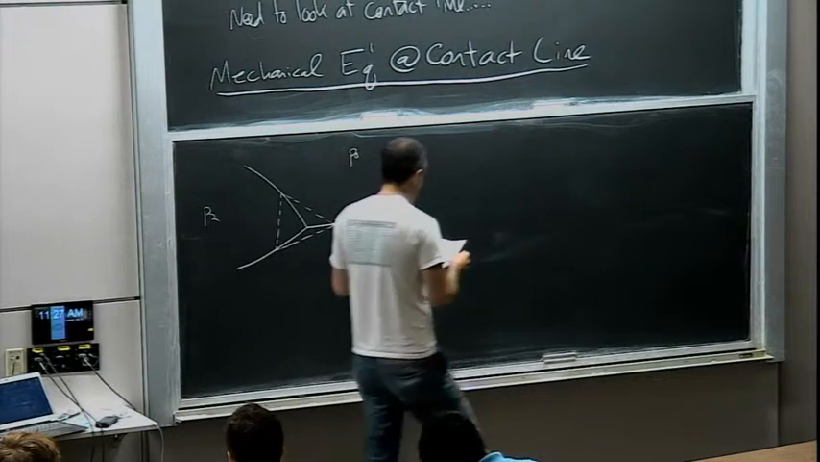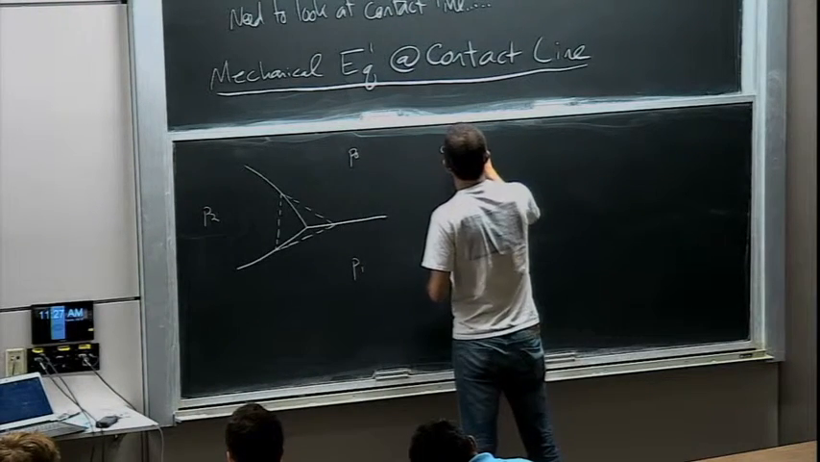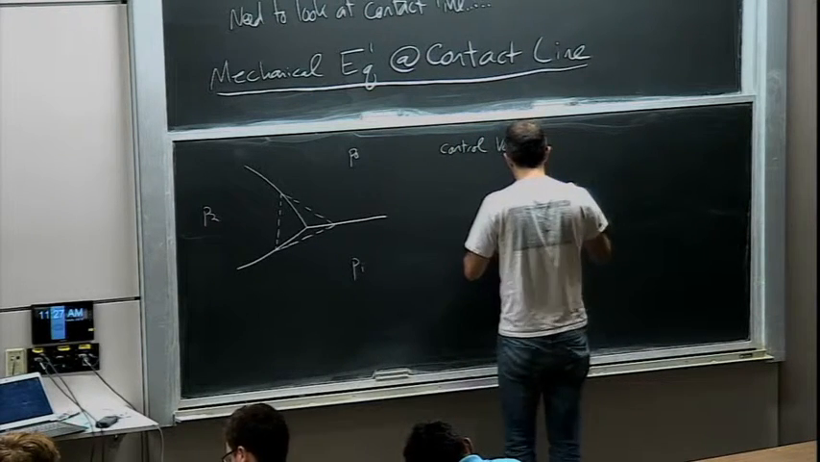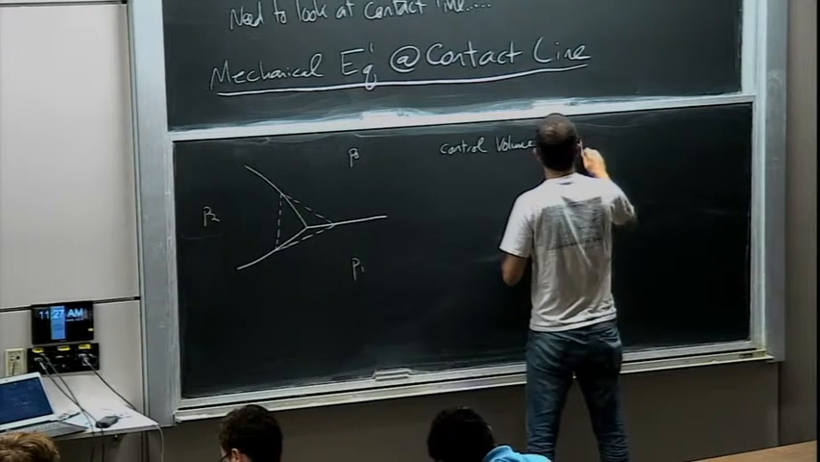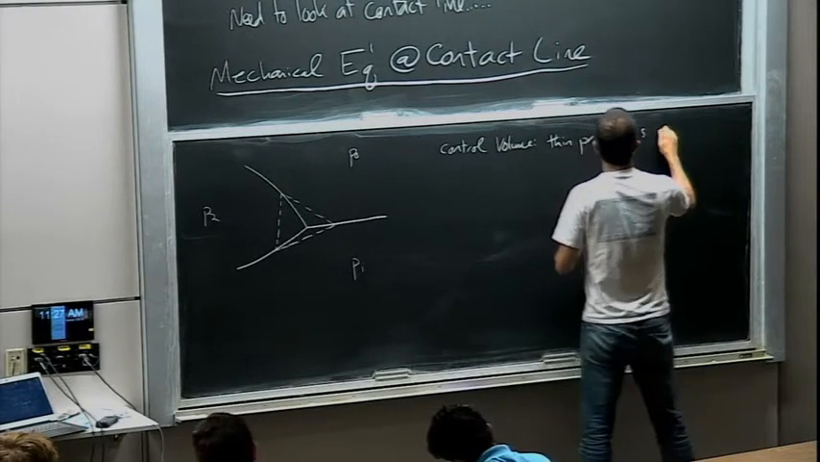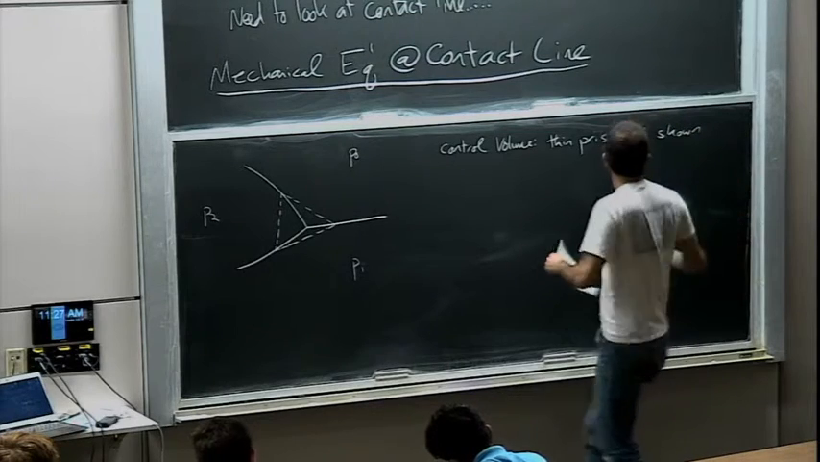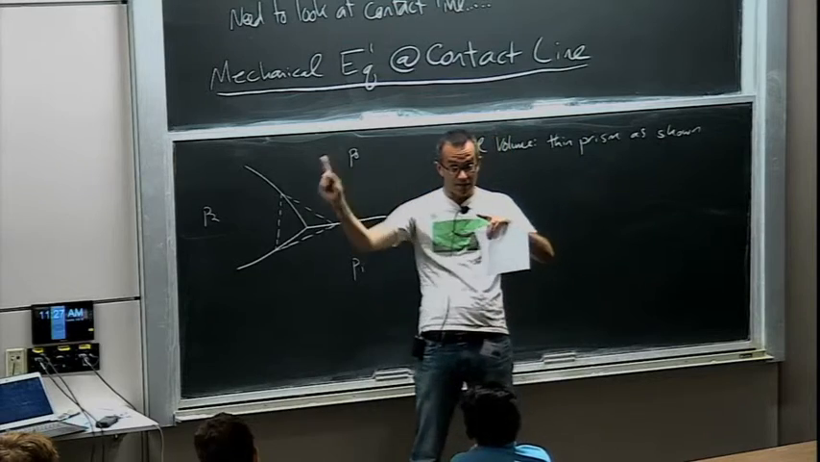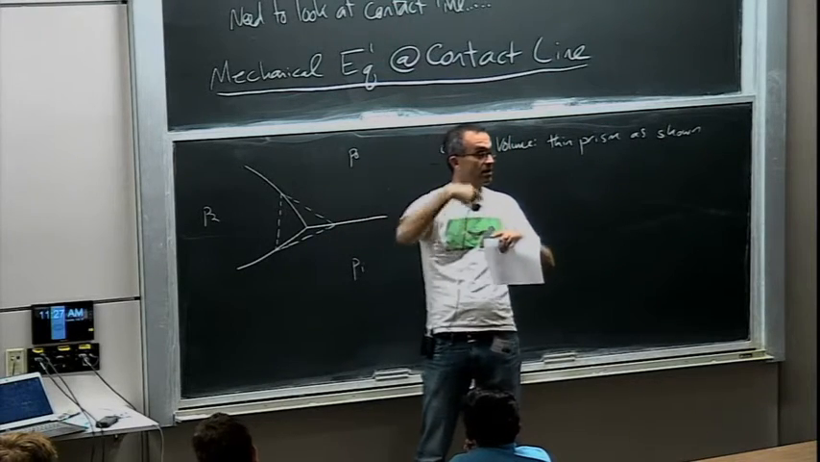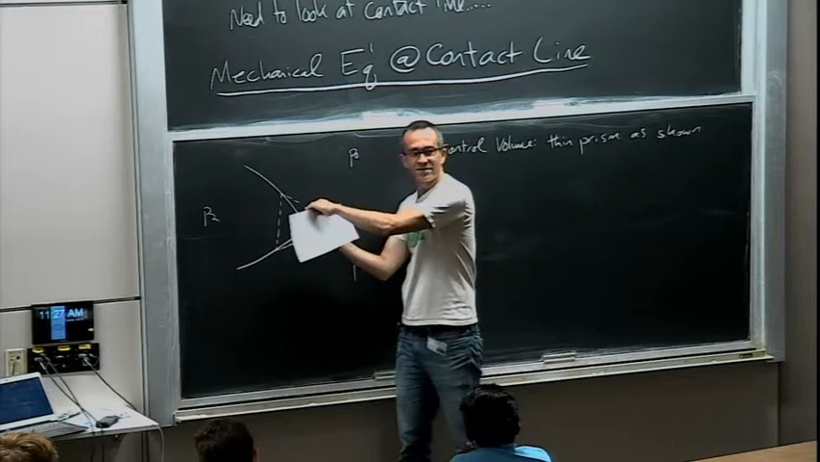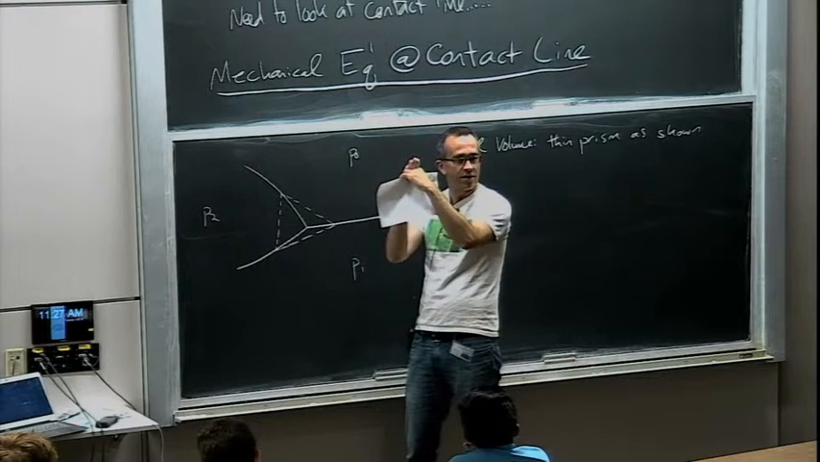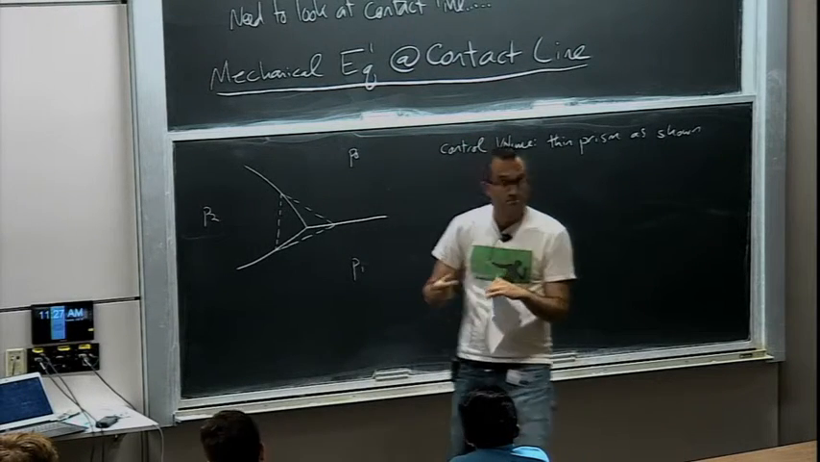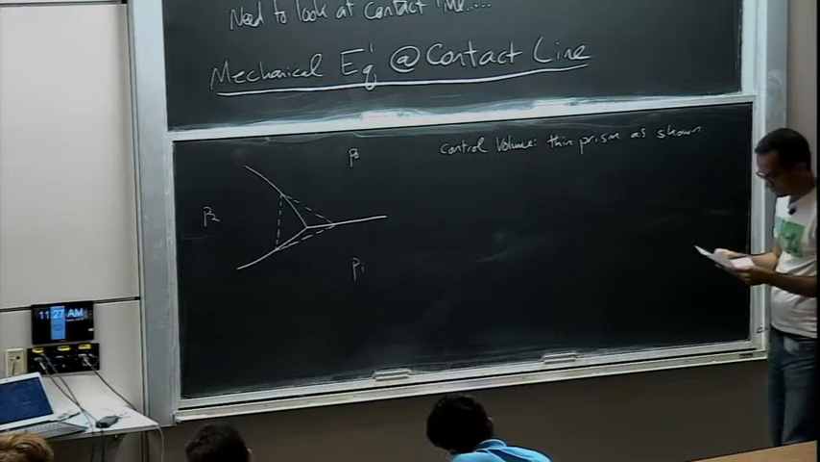Okay, so our control volume is going to be a thin prism as shown. So we see a triangle in this plane, but remember the whole thing has got radial symmetry. So I'm going to make this thing very, very thin in the orthogonal direction, so the contact line looks straight over that short distance. That's why we're using a thin prism.